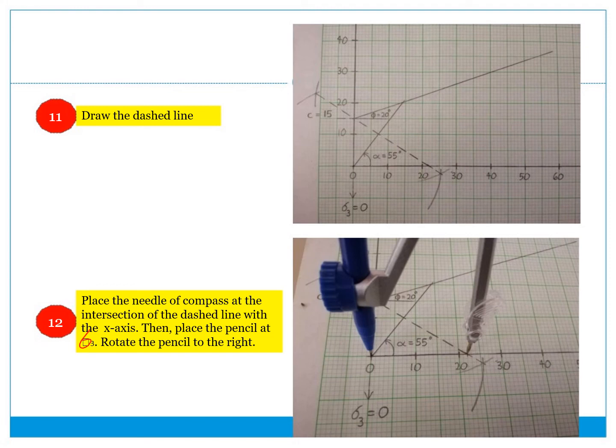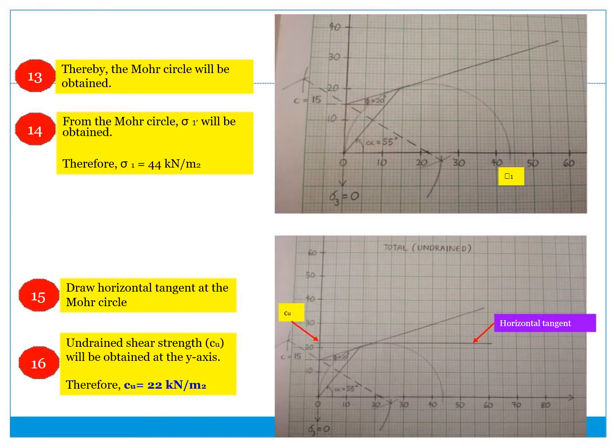Then place the pencil at sigma 3, so this one is the center. After that you will get the value of sigma 1. From the center you have sigma 3 and you will get sigma 1. This one is UCT, where phi is equal to 0. Looking at this circle, you will know that cu is the horizontal tangent to the circle. So you get cu of 222 kilopascal.